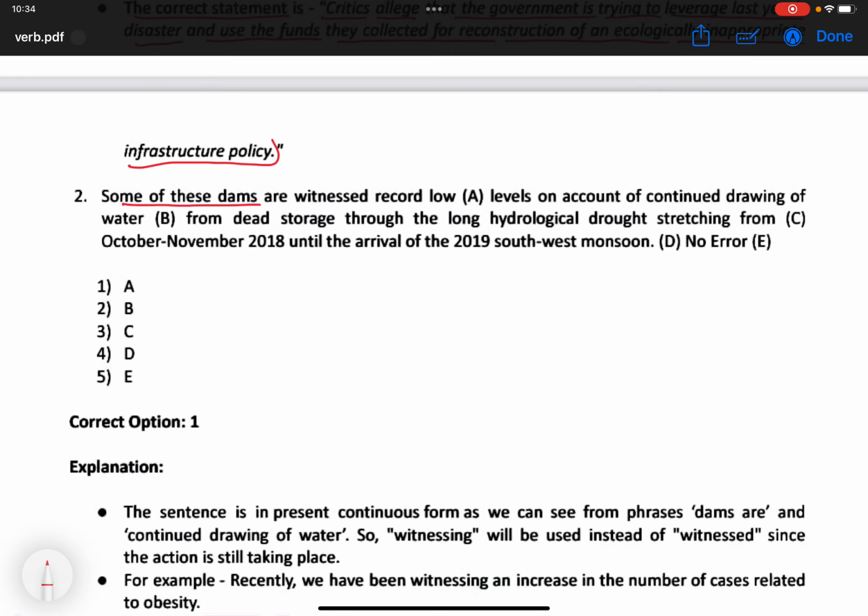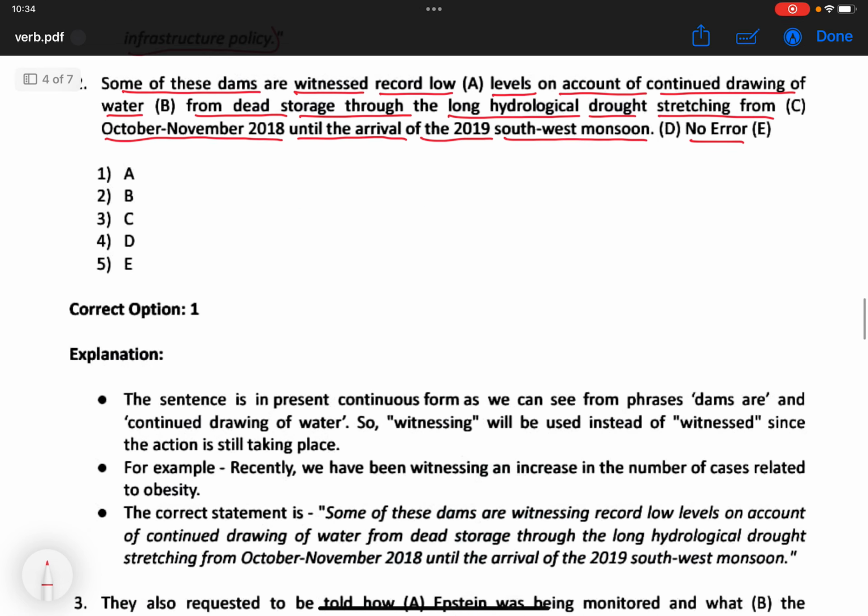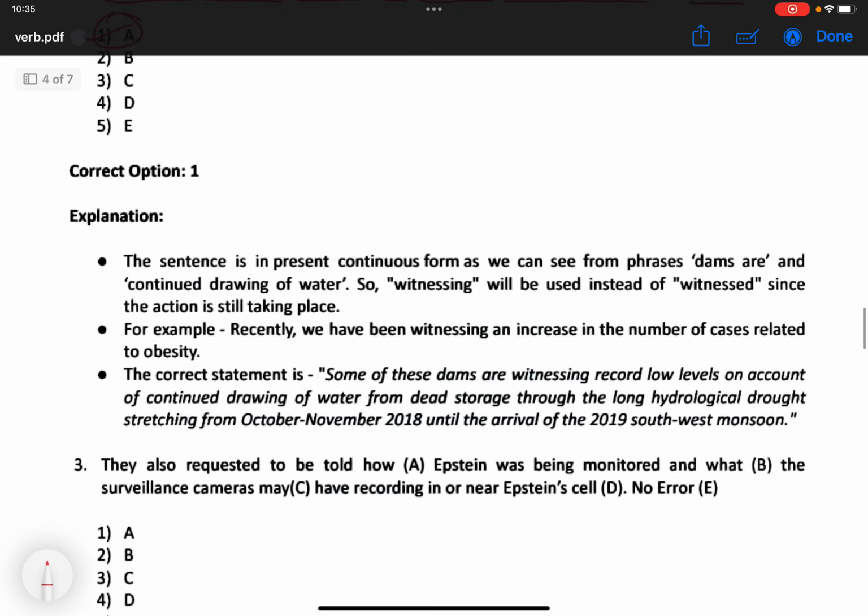Some of these dams are witnessed record low levels on account of continued drawing of water from dead storage through the long hydrological drought stretching from October-November 2018 until the arrival of the 2019 southwest monsoon. कौन सी एरर है? नो एरर है. नहीं है क्योंकि A ऑप्शन इसका सही है.